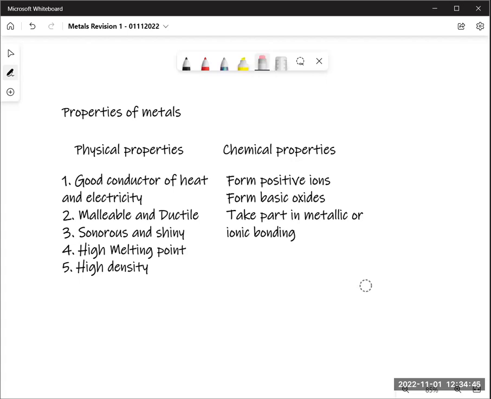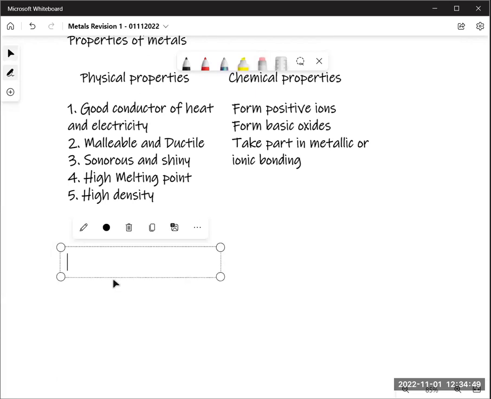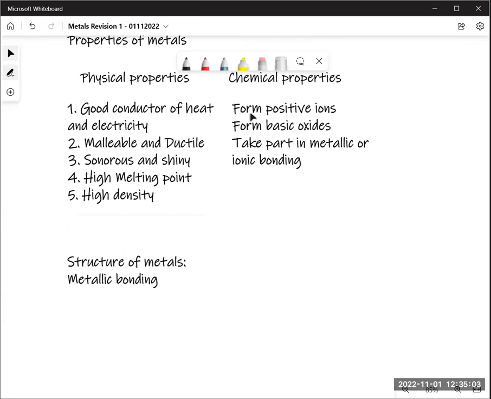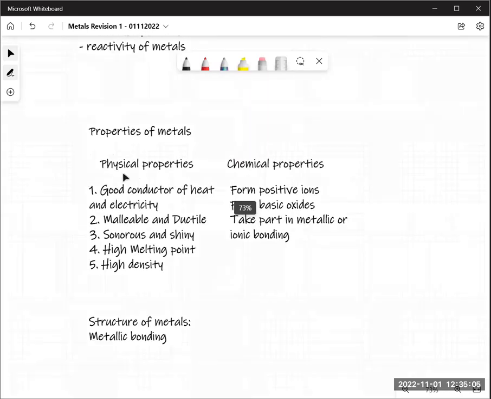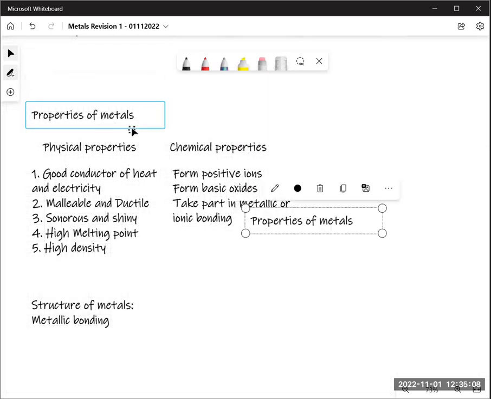The first thing we'll look at is the structure, the metallic structure. Well, that's chapter 3, but we'll just recap it here. Metallic bonding in structure of metal, to see why and how they have these properties. Okay. Now, just a thing before we continue, please write the properties of non-metals right here as well.